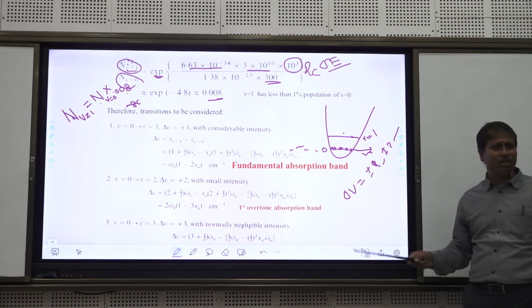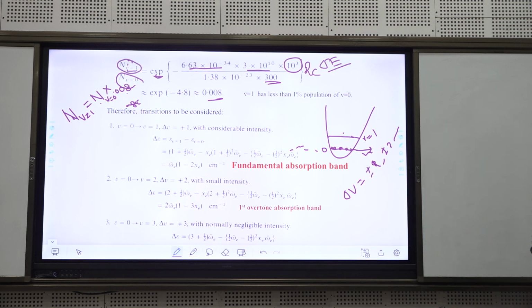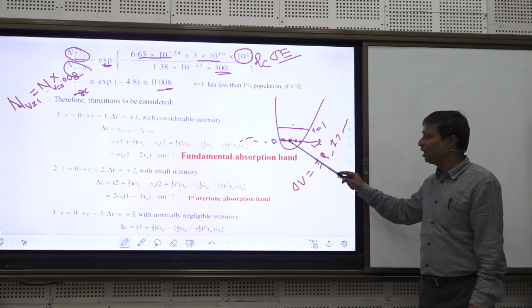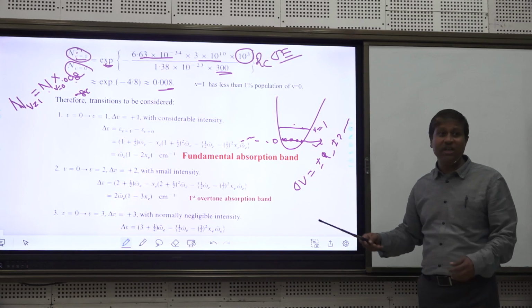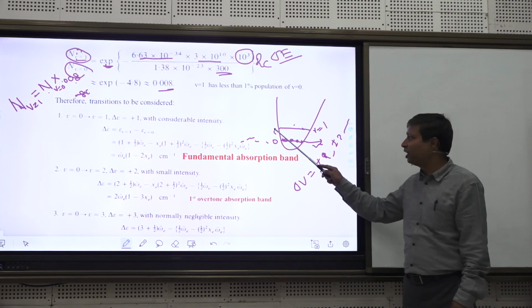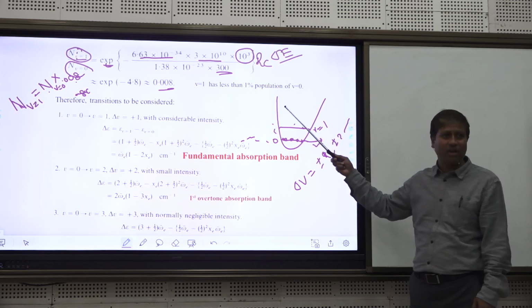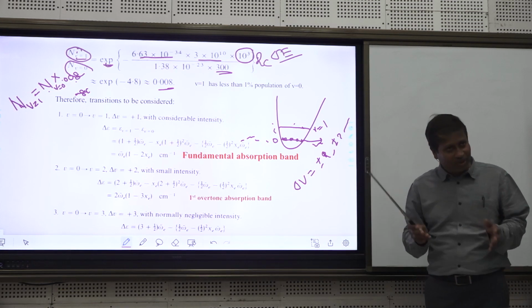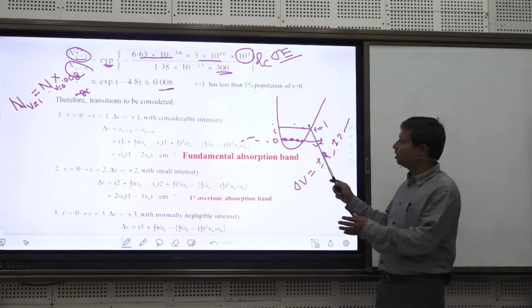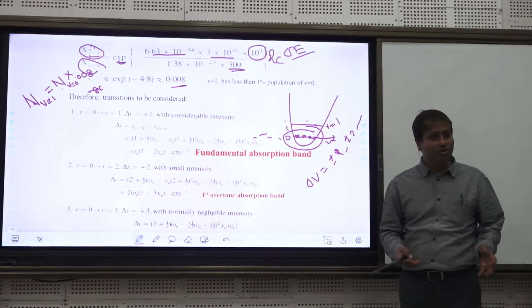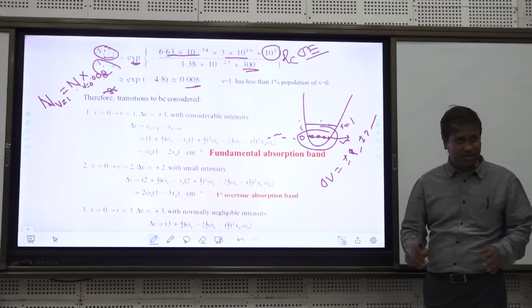When the population is so low, we don't have to think of any transition from other than v equal to 0, unless you are increasing the temperature. If you increase the temperature, obviously higher energy levels will be populated, then you can think of them. So to simplify the situation, we will consider only the transitions happening from v equal to 0. Okay, no other transitions.